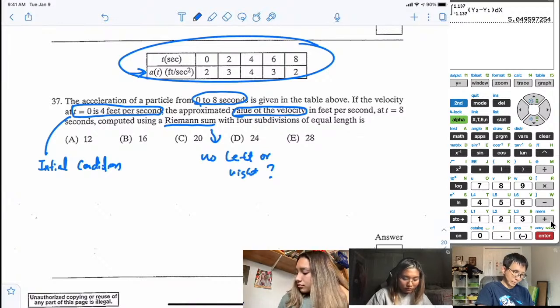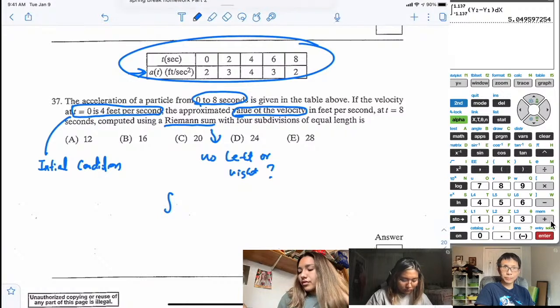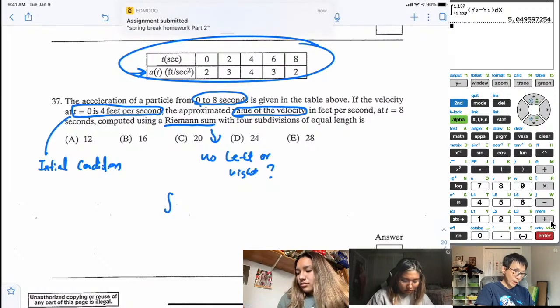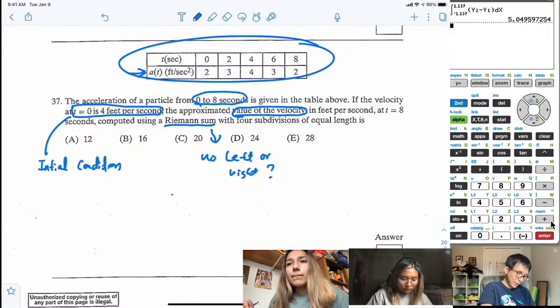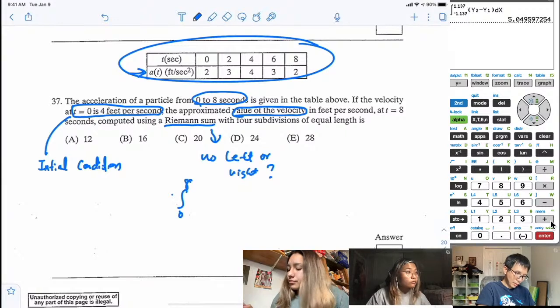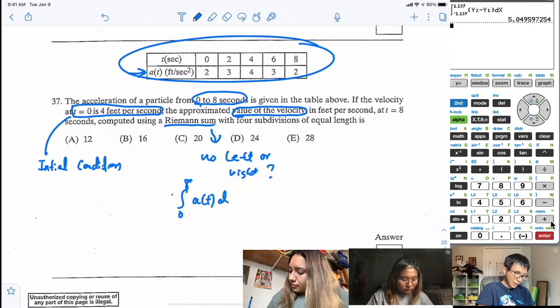Isn't the acceleration the derivative of velocity? Yes, so if you do the reverse, you're going to get an integral, right? Okay, so let's write down the integral from 0 to 8 of acceleration of t dt.